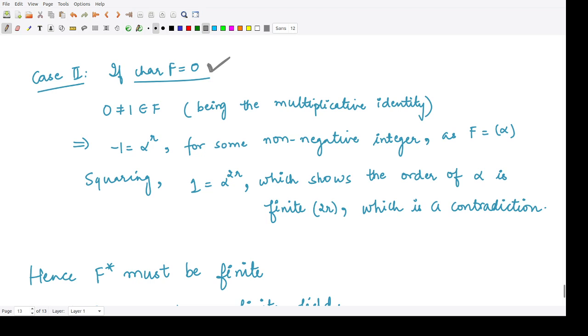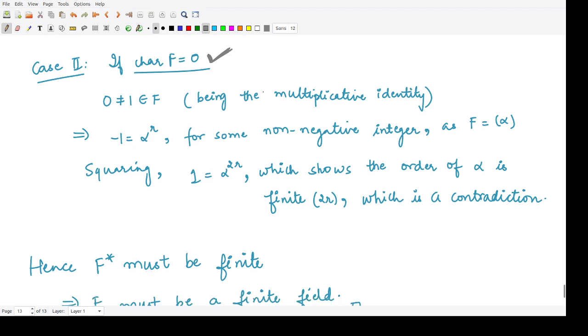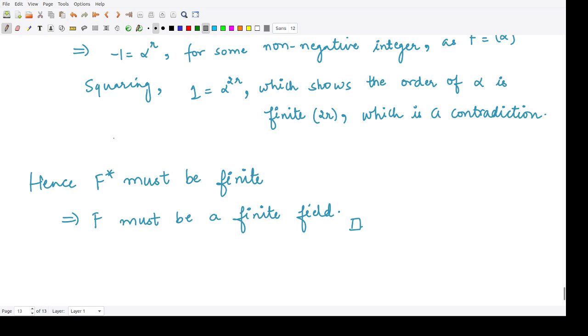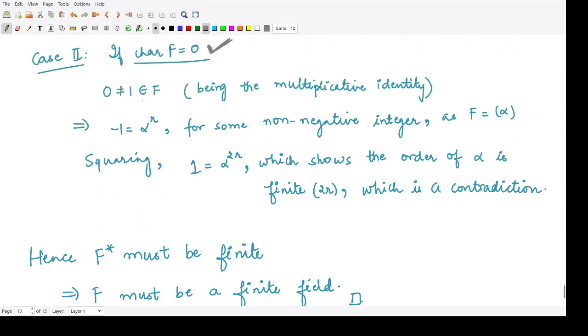For the second case, we see what would happen whenever the characteristic of F is equal to 0. So when the characteristic of F is equal to 0, here we would see whether F is a finite field or not. So for that we consider the multiplicative identity present in F. Because this is present in F and we are saying F star is cyclic, therefore this minus 1 could be written as some power of this generator alpha.